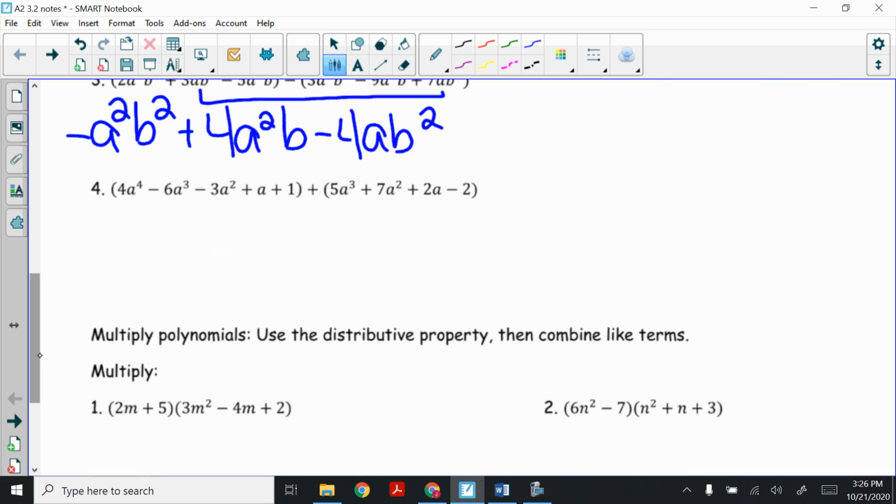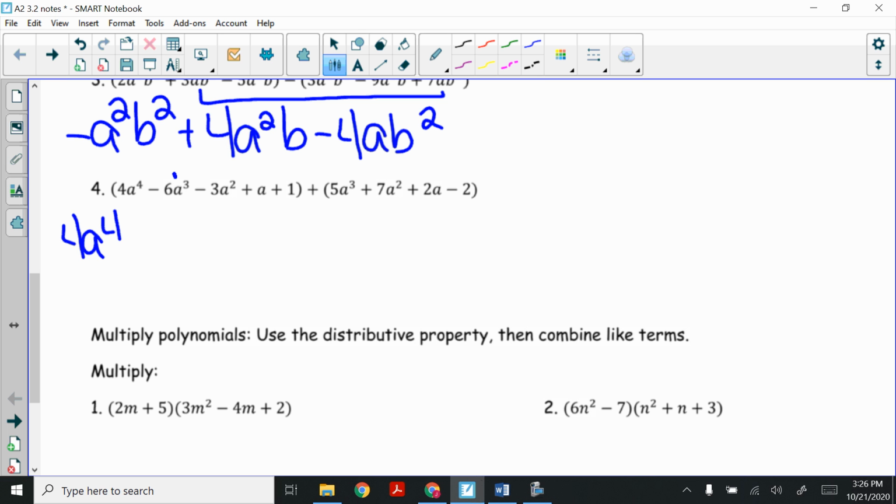Number 4, 4a to the 4th minus 6a cubed minus 3a squared plus a plus 1, all of that added with 5a cubed plus 7a squared plus 2a minus 2. So I start with my a to the 4th. It's the only one I have, but it's the highest exponent, so it stays out here, 4a to the 4th. That's the very first term.